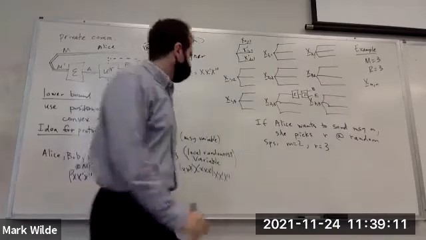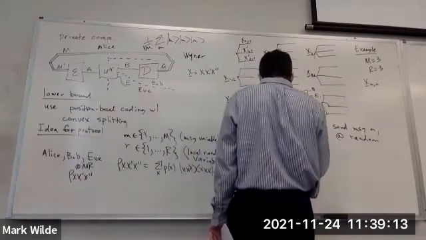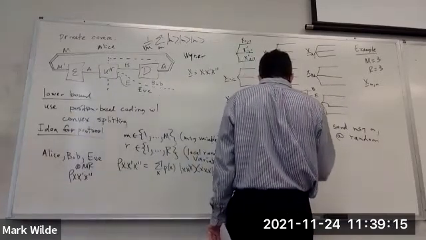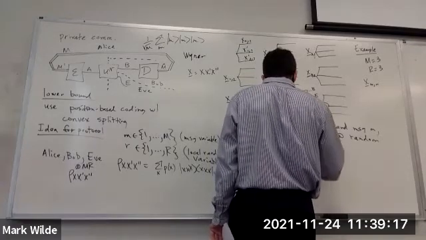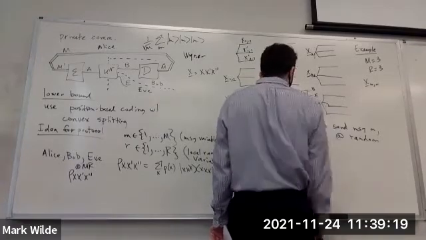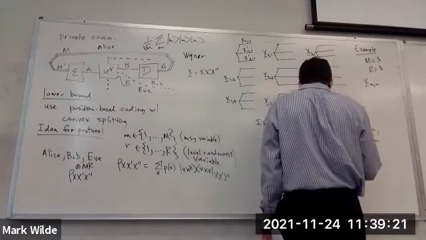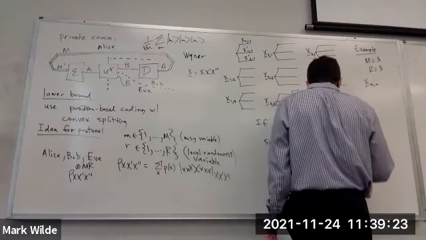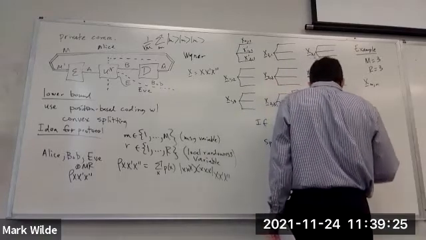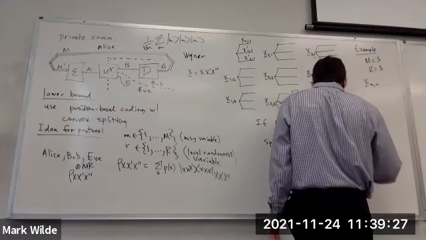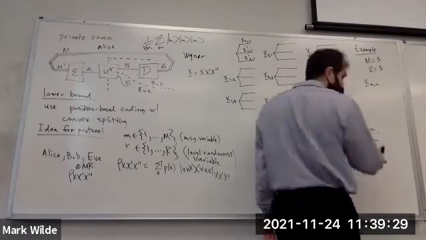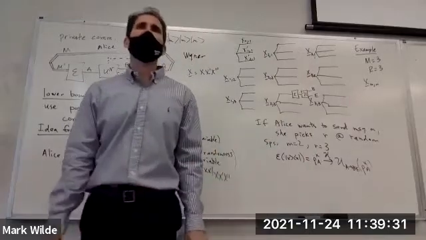Okay, so the encoder just produces a state relative. And then this is sent through the channel with isometric extension. It leads to a state for Bob and Eve.